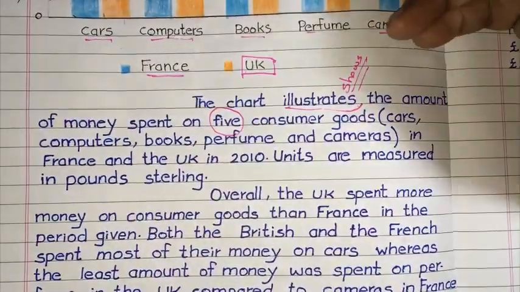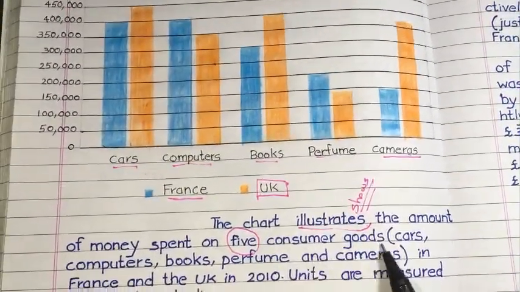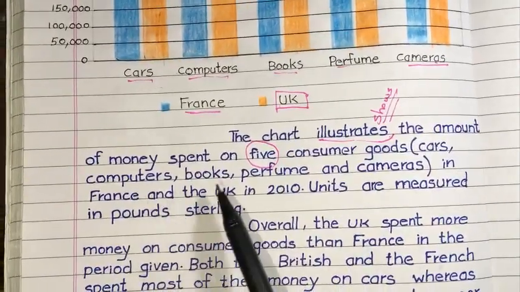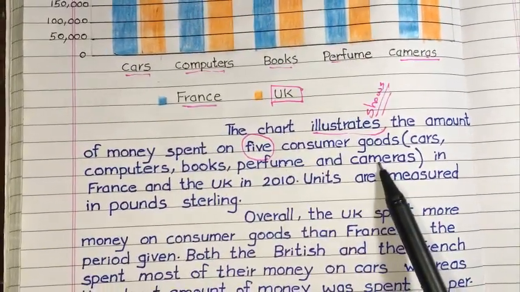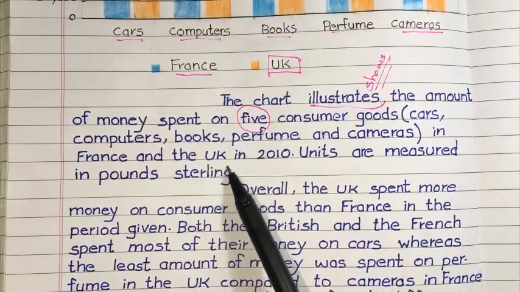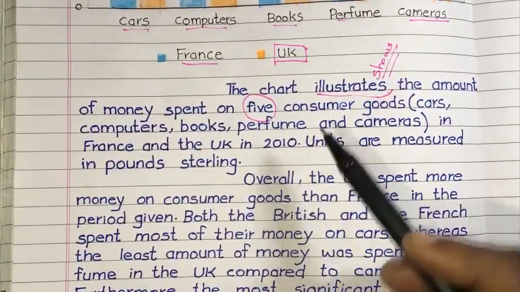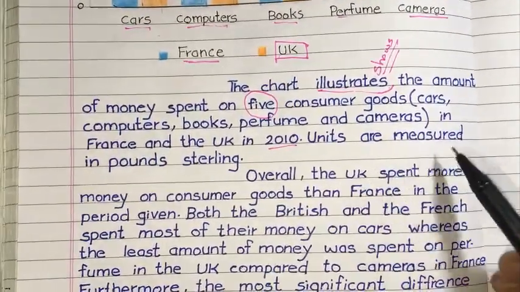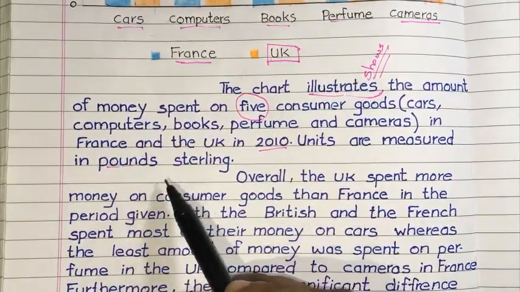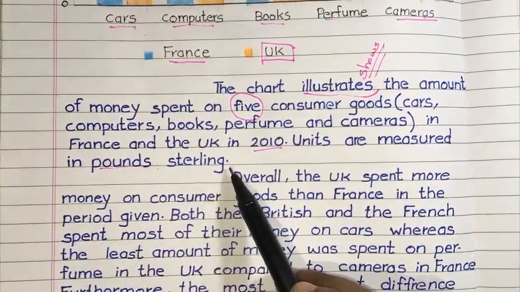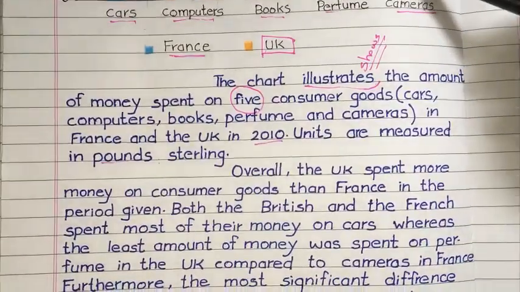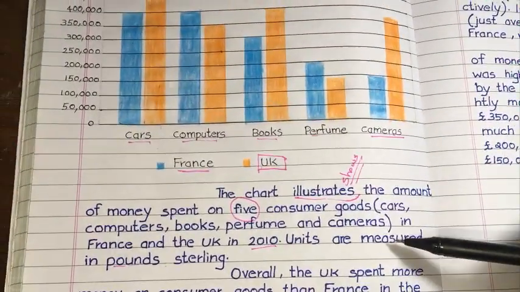See, my first point I have mentioned over here: 5 consumer goods, cars, computers, books, perfume and cameras, in France and the UK in 2010. Units are measured in pounds. Either you can write pounds or sterling; I have written both over here. See, the major trend I have written over here.